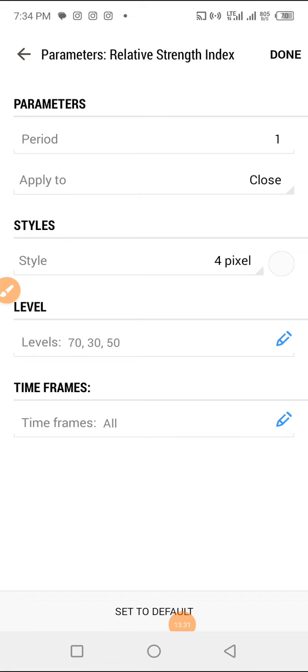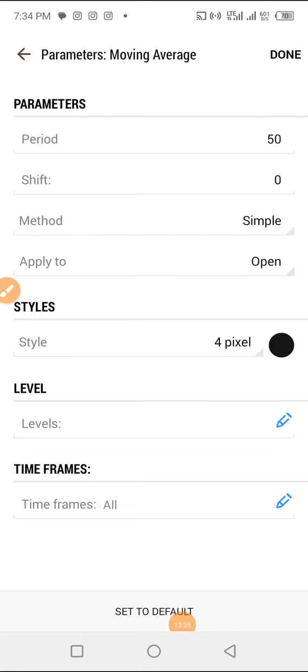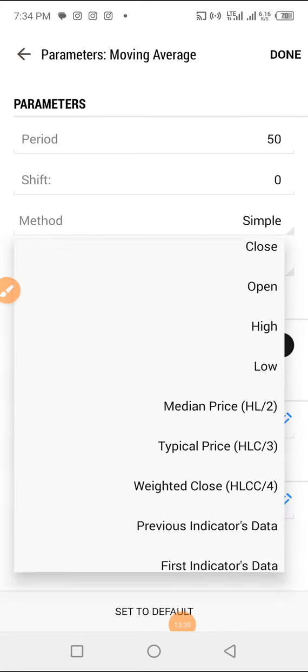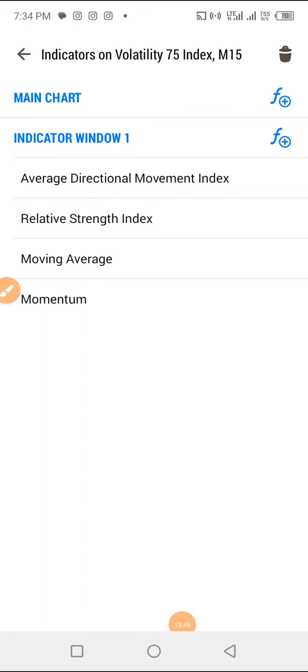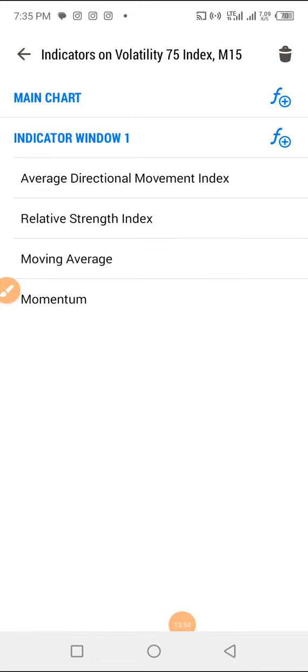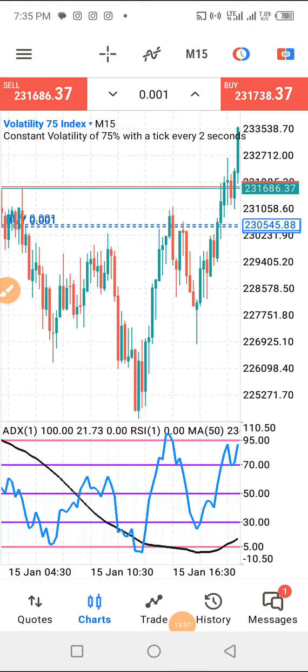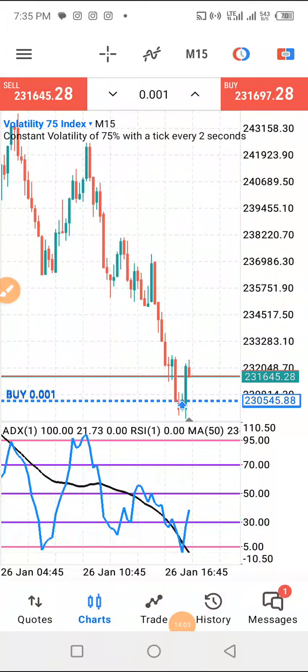The next indicator is the moving average with a period of 50, still in window 1. It is simple, applied to close, not open. No level, then click done. Lastly we have the Momentum indicator, period of 9, applied to weighted close, 4 peg size, and you put any color of your choice. That is all. When you do that, your chart will look like this. Can you see, guys? This is exactly how your chart is going to look.